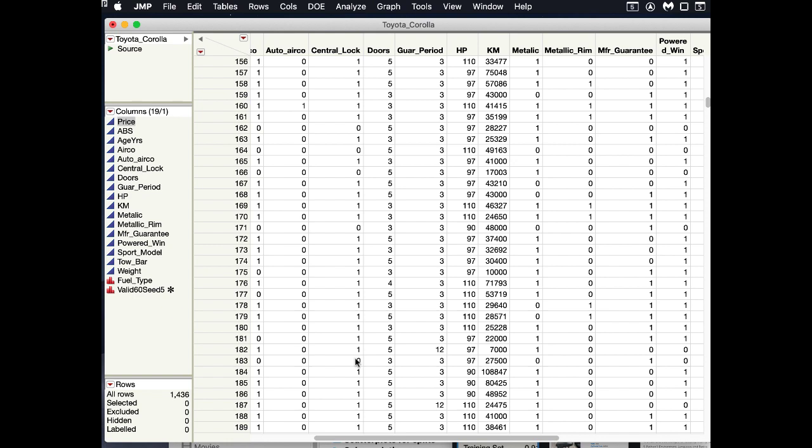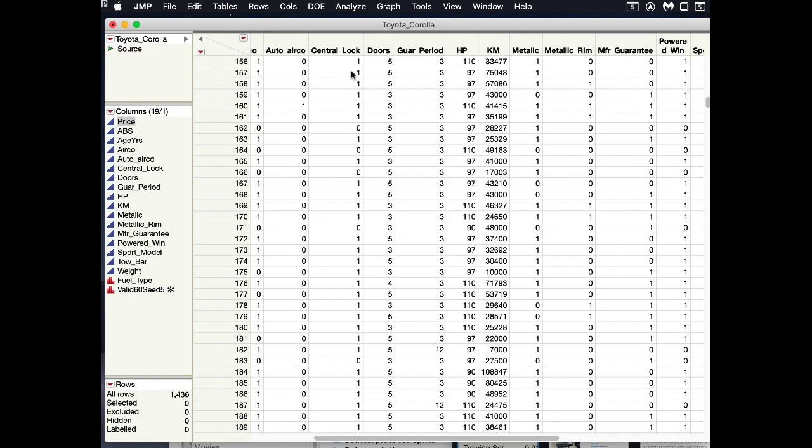Here's one where it's not the case. This one has central locks, but it does not have powered windows. So you can see that for the most part, when we have central locks, we also have powered windows. There's a few exceptions, but that's the case. Now, we can discover that by looking at the data.